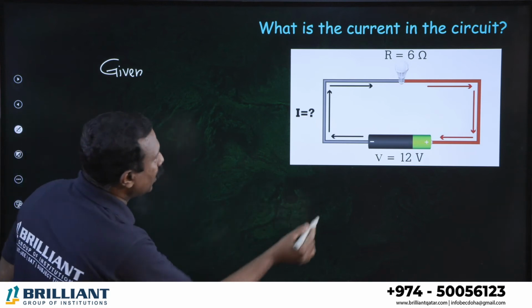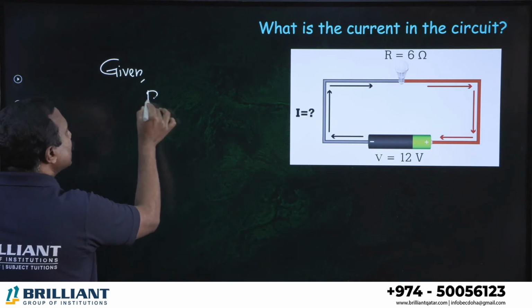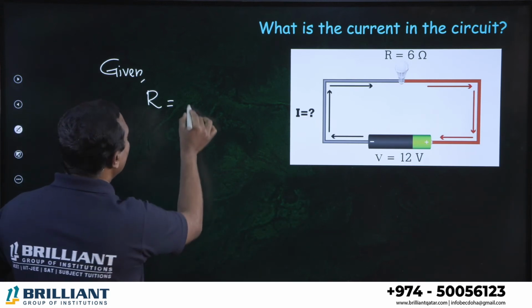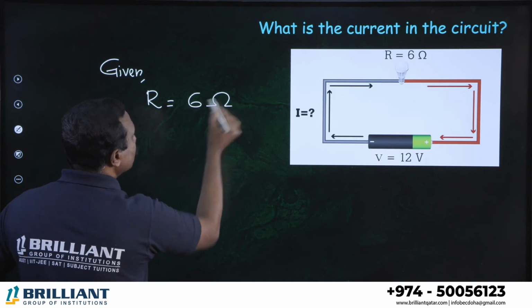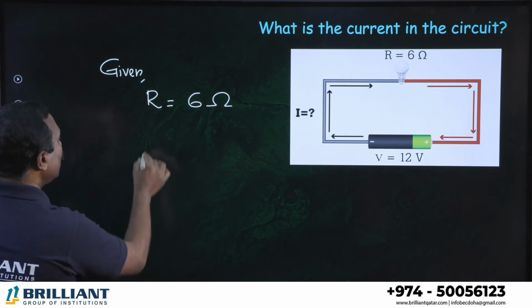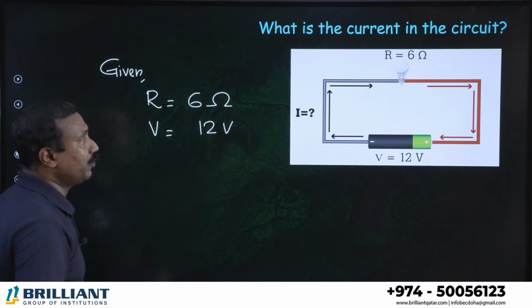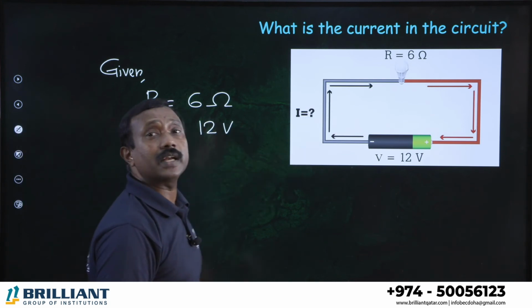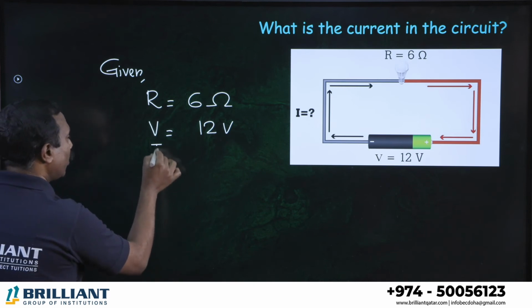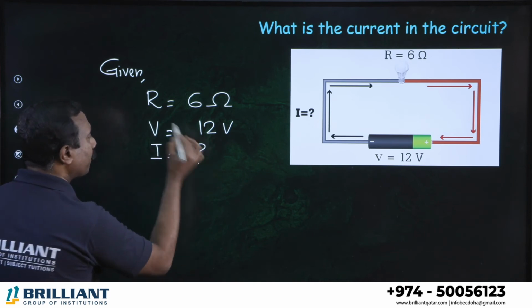Given R, the resistance value, is given by R equal to 6 ohm. And the potential difference here is given by 12 volt. What we want to find out is the current through the circuit. So we want to find out the value of I.